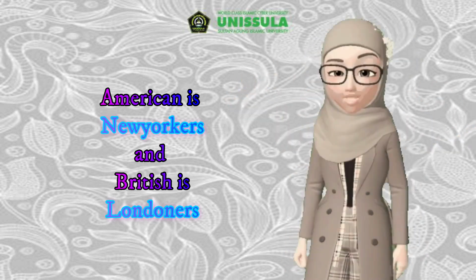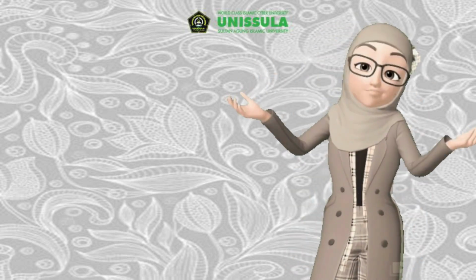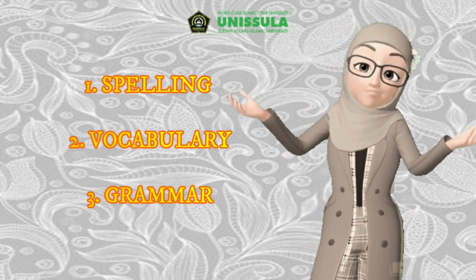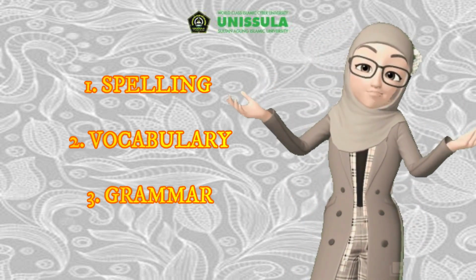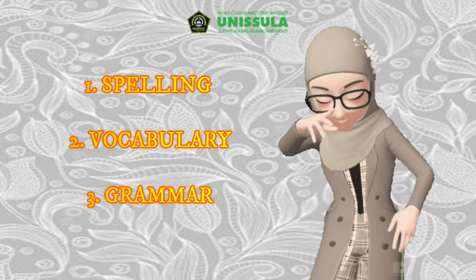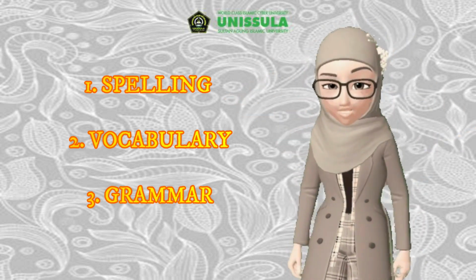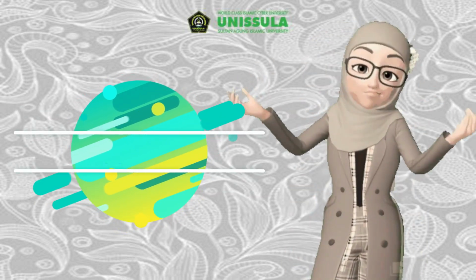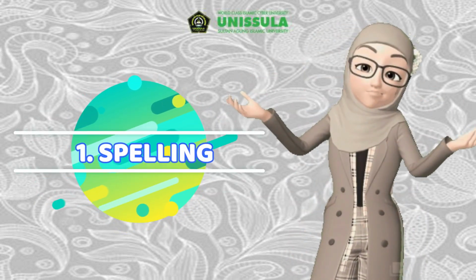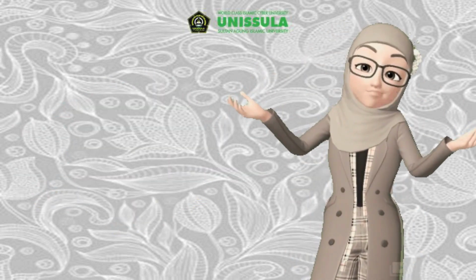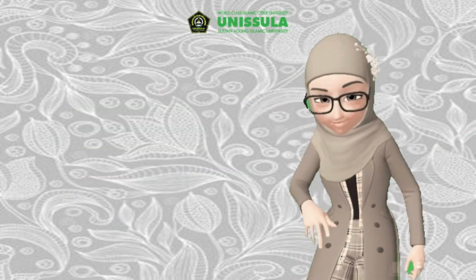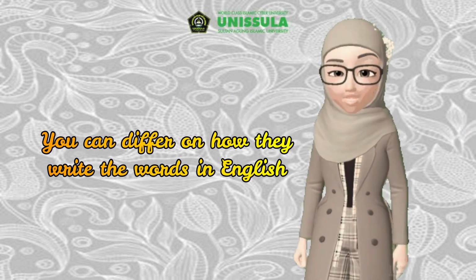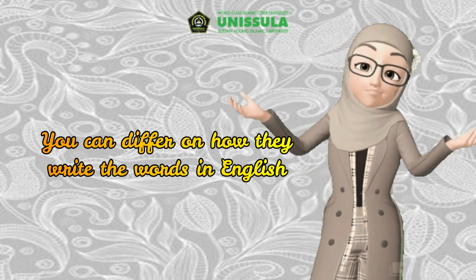Okay, and now we come to the specific differences between American and British English in the areas of, first, spelling, secondly, vocabulary, and the third, grammar. Now we come to the differences of spelling first. When we talk about the differences in spelling, we can try to differentiate between how the Americans and how the British write words in English.